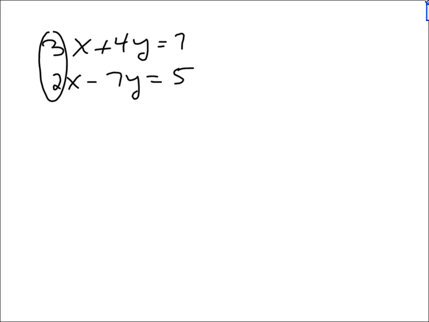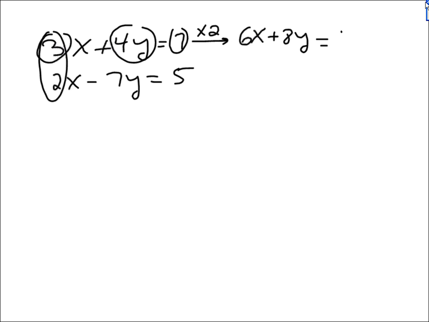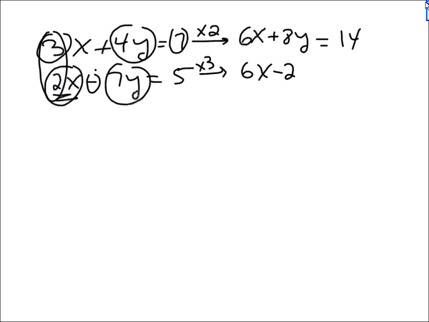The first common multiple between 3 and 2 is 6. So let's try to get the numbers in front of x's to be 6. Well, if you have 3, you have to multiply by 2 to get 6. So multiply the whole first equation by 2. I'll get 6x plus, multiply this by 2, 8y equals, multiply by 2, 14. And to get 6x in front of x in the second equation, I'll just multiply by 3. When I multiply that by 3, I get 6x minus, when I multiply that by 3, I get 21y. And when I multiply this by 3, I get 15.